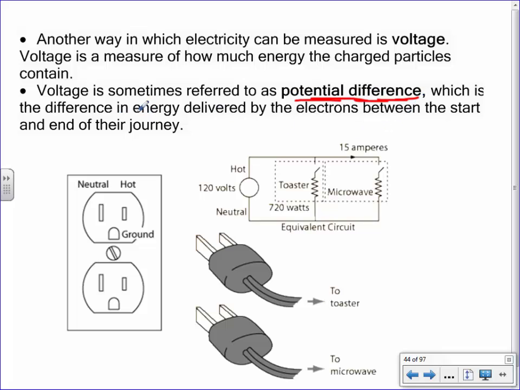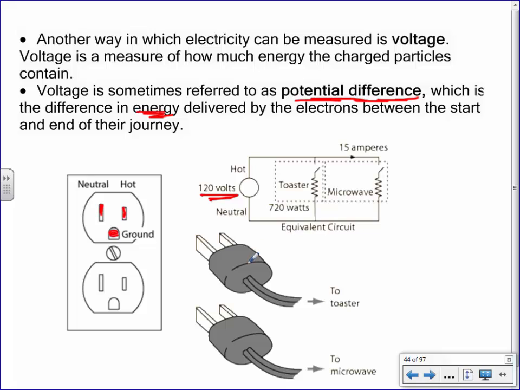Because really what it is, it's the difference in energy between the start and end of their journey. If you give it more of a push, more of an oomph, it has more voltage. Okay. I got a picture on here again of your wires. Remember how there was the hot wire, the neutral wire, and the ground wire? Electricity is supposed to go through the hot wire to the device and come back to the neutral wire.